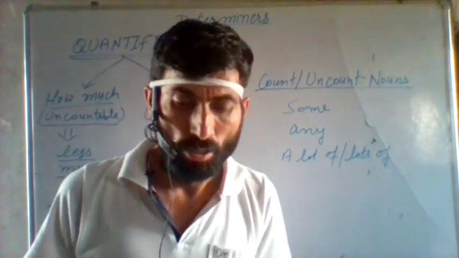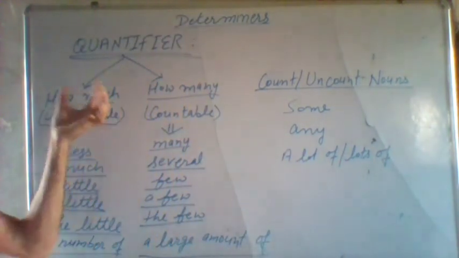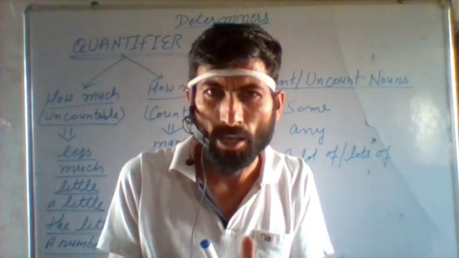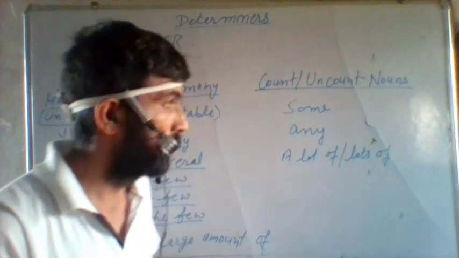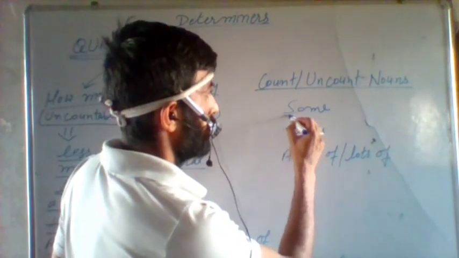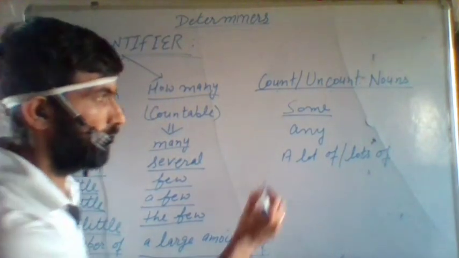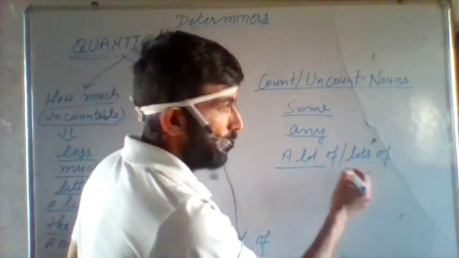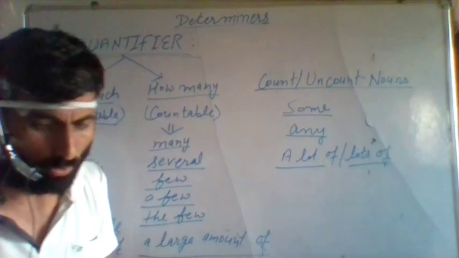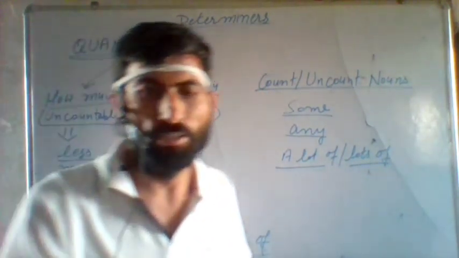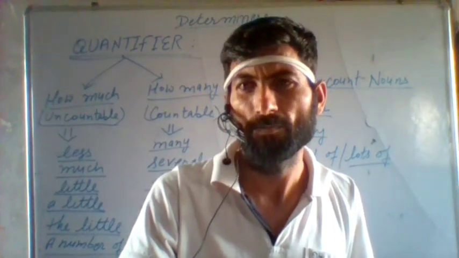Students, some quantifiers can be used with countable nouns as well as uncountable nouns. Let me tell you the names: some, which we can use with countable and uncountable nouns, then any, and then a lot of, or you can say lots of. One by one we will discuss the usage of these quantifier determiners.